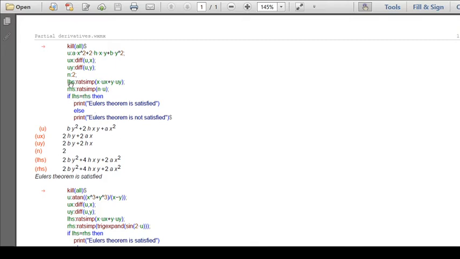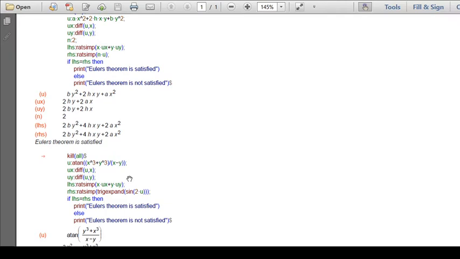Next, your LHS, that is x into dou u by dou x plus y into dou u by dou y, after rational simplification, is 2by square plus 4hxy plus 2ax square. And RHS, that is the rational simplification of the product of n and u, is 2by square plus 4hxy plus 2ax square. Remember, here your LHS equals RHS. Therefore, Euler's theorem is satisfied.